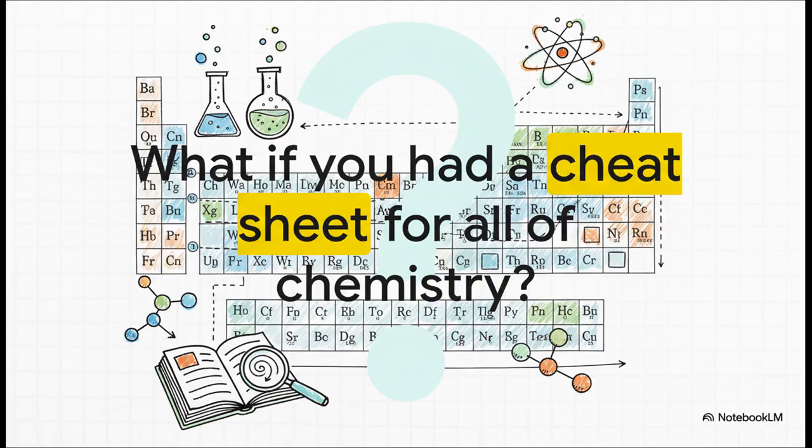I mean, seriously, what if you had a cheat sheet for all of chemistry? A guide that could predict how any substance would behave, what it would look like, how it would react, just by knowing its address. Well, that's exactly what the periodic table is. This isn't about memorizing a bunch of stuff. It's about learning to read the map.